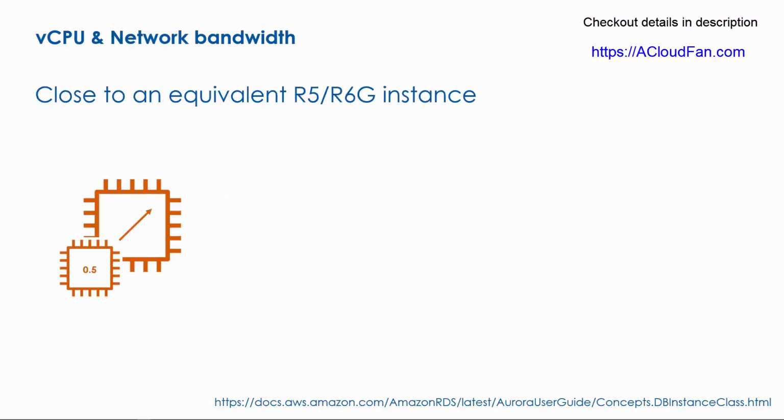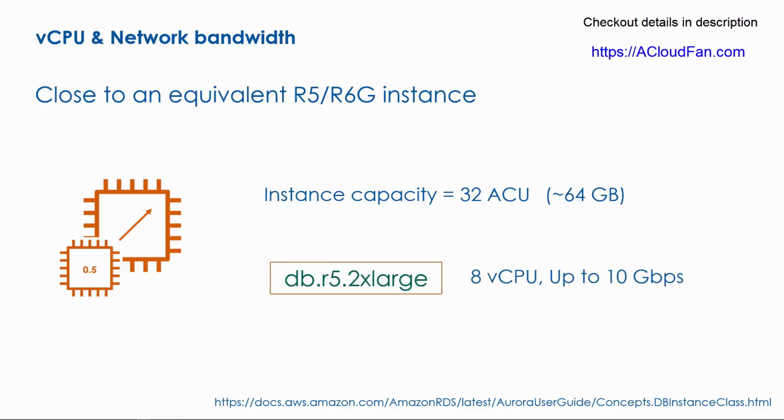To estimate the available vCPU and network bandwidth, one needs to consider an equivalent R5 or R6G instance. Let's say the instance capacity is set at 32 ACU, which means that the instance will have approximately 64 GB of memory. An equivalent R5 instance will be db.r5.2xlarge, which has 64 GB of memory. And this instance class has 8 vCPUs and up to 10 Gbps of network bandwidth.